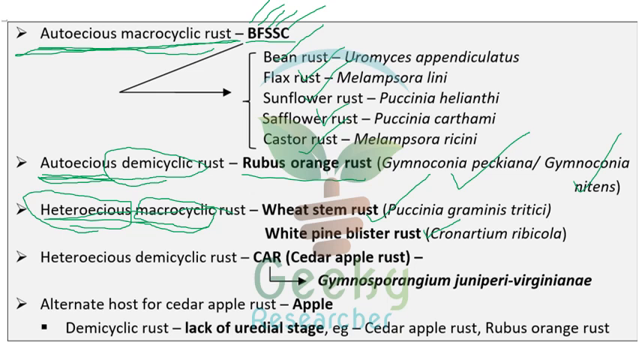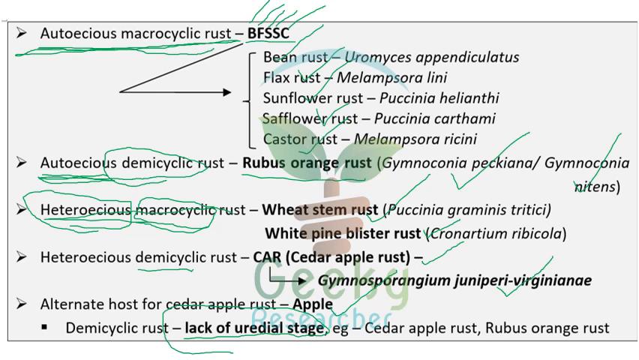The next one is heteroecious demicyclic rust. Heteroecious means the pathogen requires 2 genetically different hosts to complete the life cycle. Demicyclic means lack of uredial stage. So an example of heteroecious demicyclic rust is cedar apple rust. We also call it CAR, you can remember it like a driving car. CAR means cedar apple rust, which is caused by Gymnosporangium juniperi-virginianae. The alternate host for cedar apple rust is apple. As I told you, demicyclic means lack of uredial stage. Very important. So these are some basic terminologies.